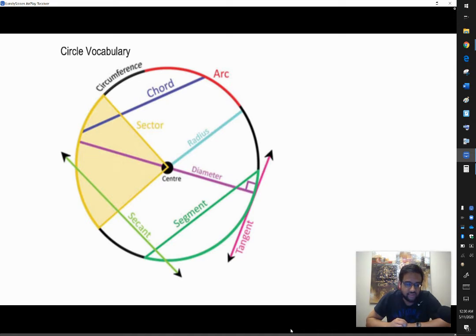Diameter, a segment going all the way through the circle's center from edge to edge. Radius, a segment from the center to the edge. By that edge length, we're referring to the circumference, the full length all the way around.